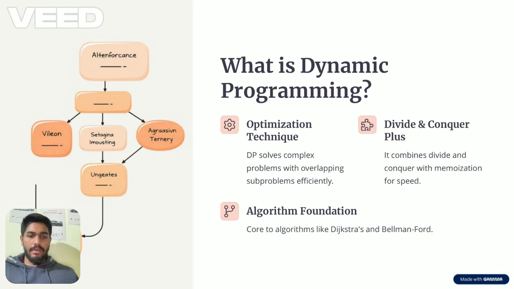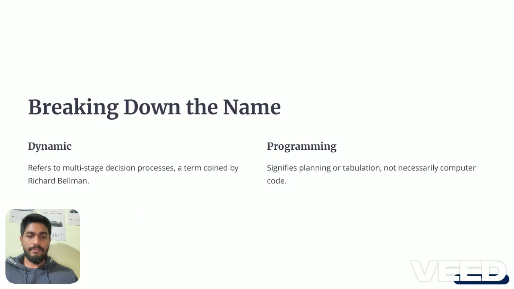What is dynamic programming? Optimization technique. DP solves complex problems with overlapping subproblems efficiently. Divide and conquer plus: it combines divide and conquer with memoization for speed. Algorithm foundation: core to algorithms like Dijkstra and Bellman-Ford.